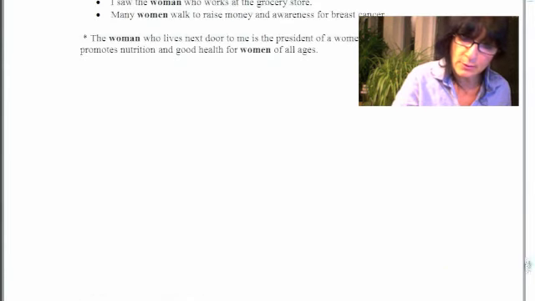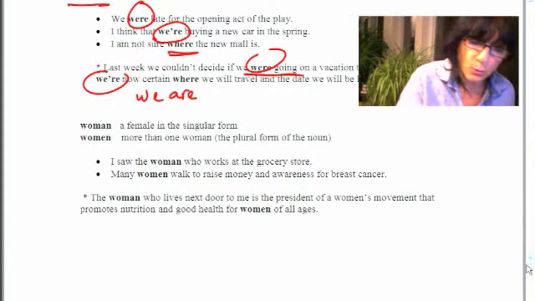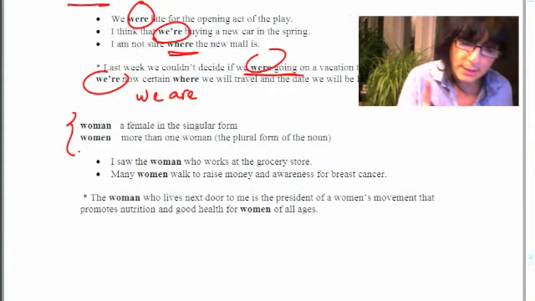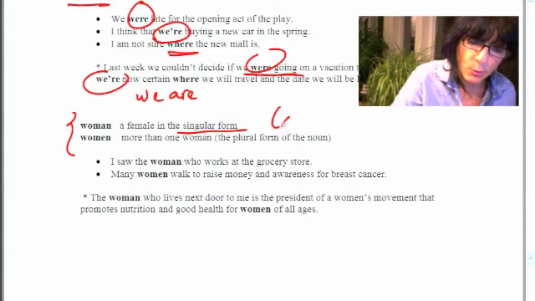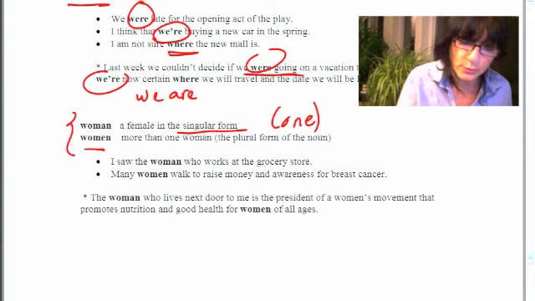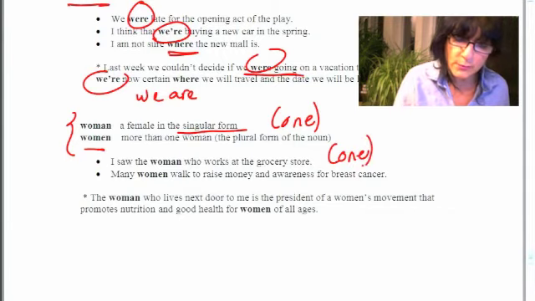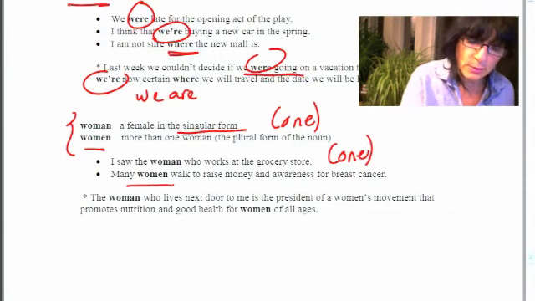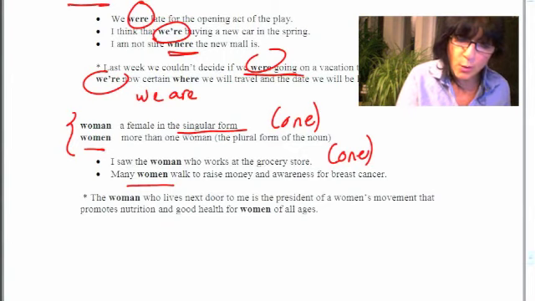And the final commonly confused words are woman and women. Woman is female singular, meaning one woman, one person. Women is the plural of woman. It means more than one. It's the plural noun. Example, I saw the woman, meaning one. I saw that one woman who works at the grocery store. Or the next one would be the plural: many women walk to raise money and awareness for breast cancer.